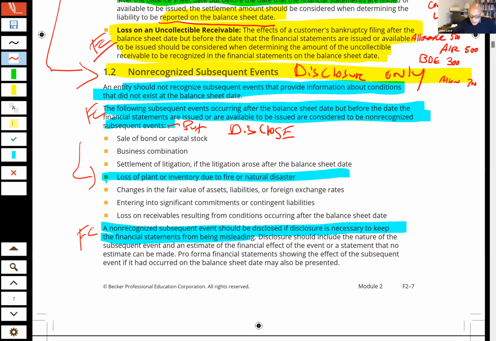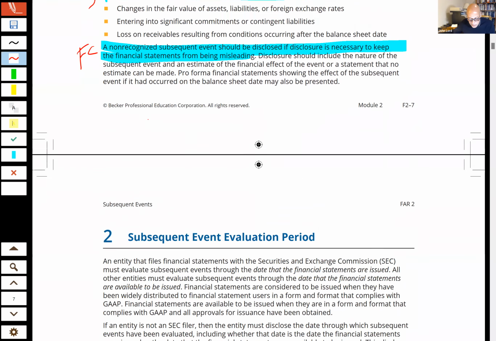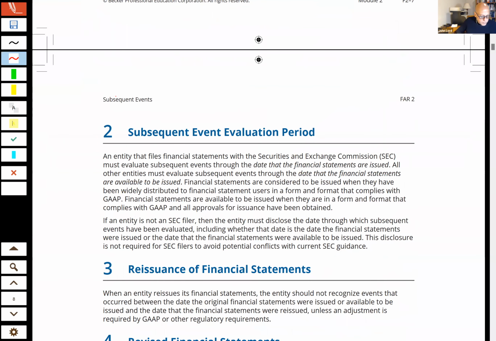Okay, now you come over to subsequent event evaluation period, and they say that entities that file financial statements with the SEC must evaluate subsequent events through the date the financial statements are issued. So they have to keep looking to see if something should be booked or disclosed all the way to the time that the financial statements are issued.